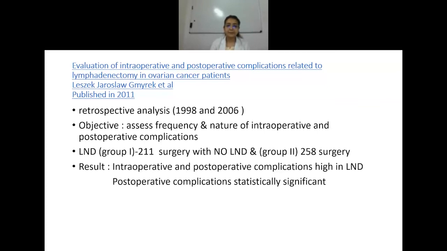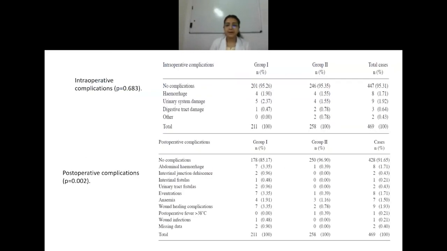In group 1, a systematic lymph node dissection was done, and in group 2, no lymph node dissection was done. The result was that intraoperative and postoperative complications were high in the lymph node dissection group, but the postoperative complication was statistically significant. This chart states the same.